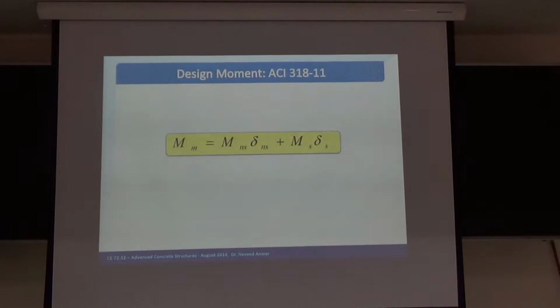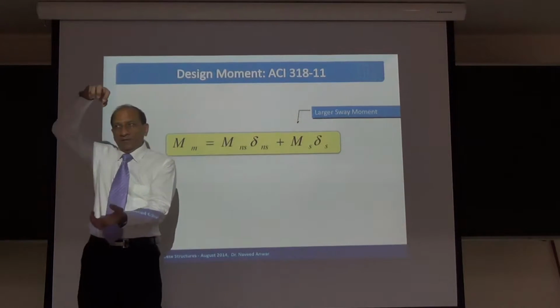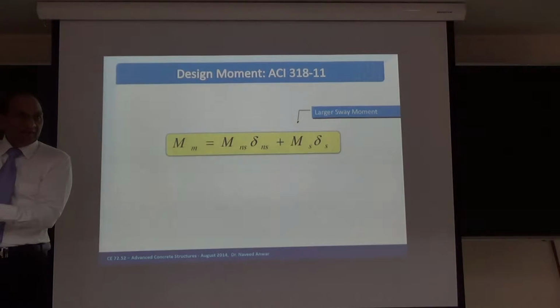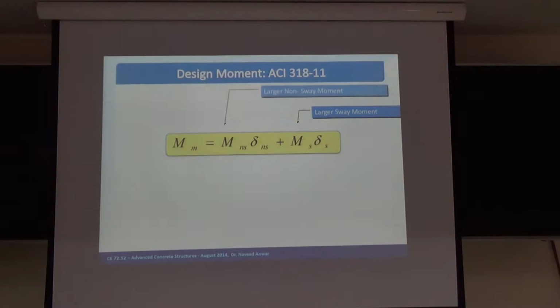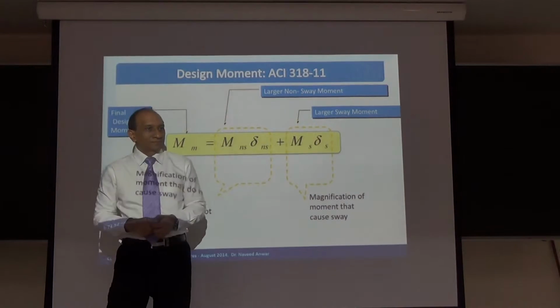Now, how do you calculate these things? So this is the larger sway moment, because a column has two moments, top and bottom, right? So out of those two moments, the larger of the two is taken in this case. Larger of the non-sway moment, so because there are two moments in the column, top and bottom, you take the larger of the two moments. This is the final design moment. This is the magnification of moments that do not cause sway, and that is the magnification of moments that cause sway. So it's very clear. Now, how do we calculate these two factors?